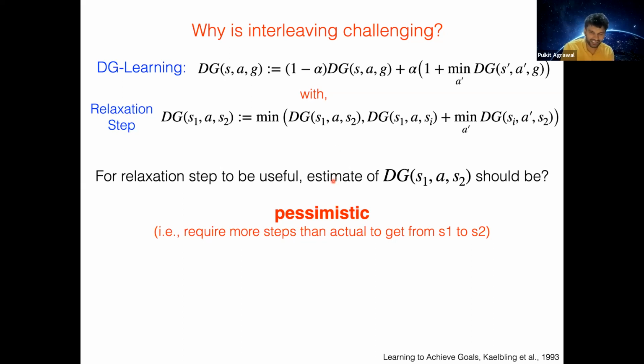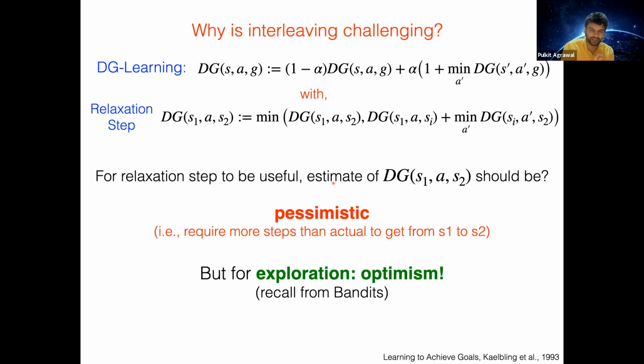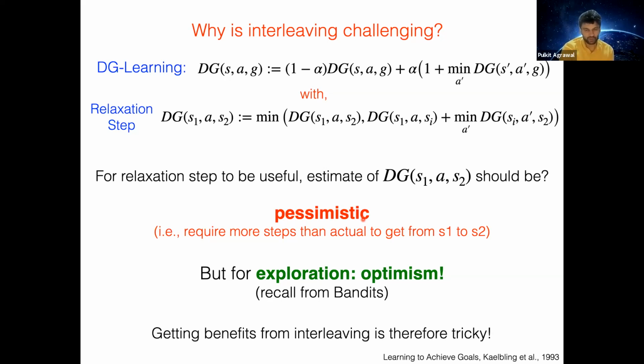But on the contrary, if we want to do good exploration, this estimate should be optimistic, because that is what we saw with bandits. Optimism in the face of uncertainty was what gave us UCB as the algorithm, which led to good exploration. So there's this trade-off in how DG should be. For good exploration, it should be optimistic. For this jumpy propagation, it needs to be pessimistic, which is what makes this interleaving tricky.